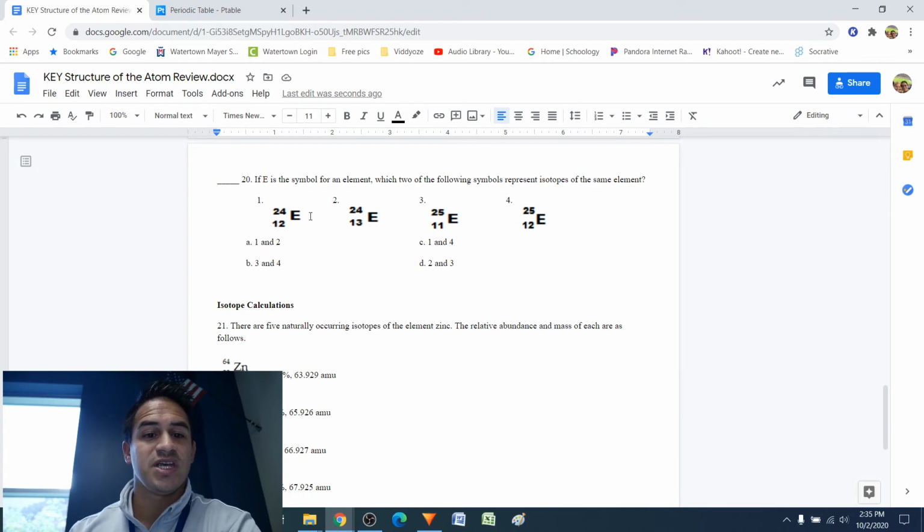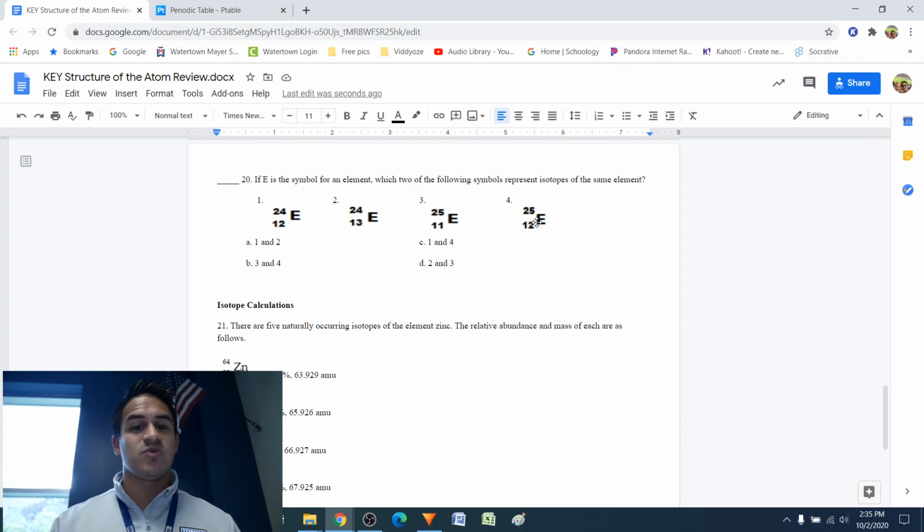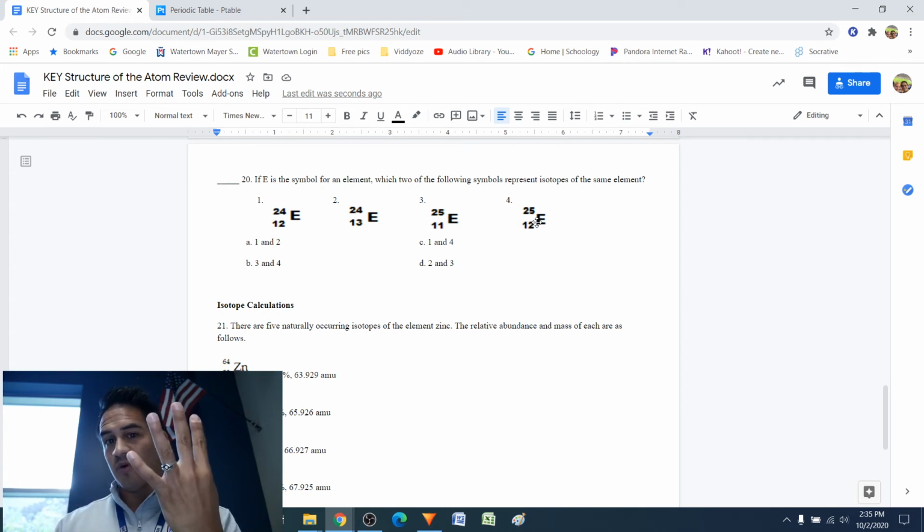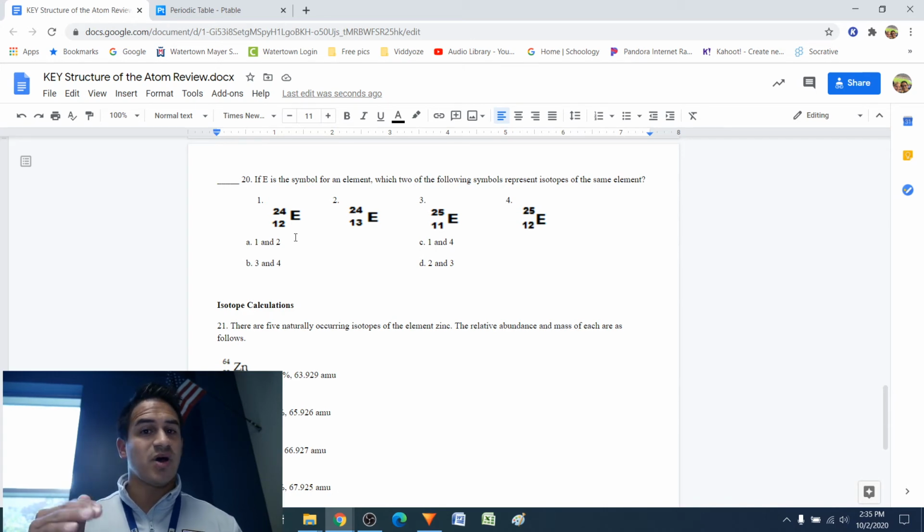If we look at our four choices, number 1 has 12 protons, and number 2 and number 3 have different numbers of protons, which means they cannot be the same element. However, number 4 also has 12 protons. So the two that represent the same element are number 1 and number 4, because that 12 at the bottom tells us how many protons we have, and those have to be the same if it's the same element. So our best answer here is letter C, number 1 and number 4.